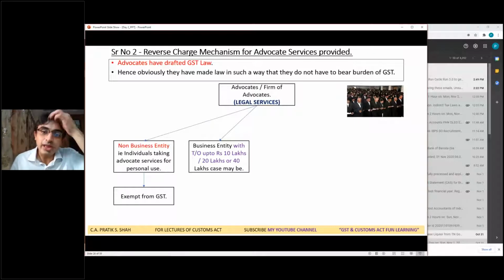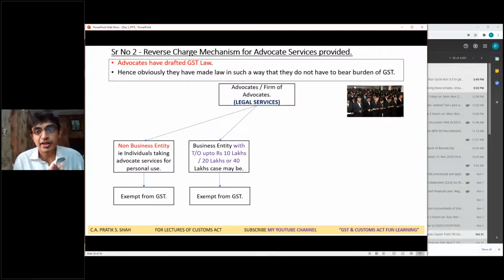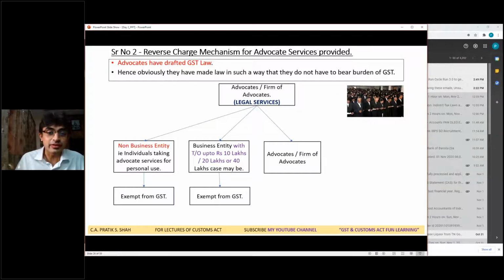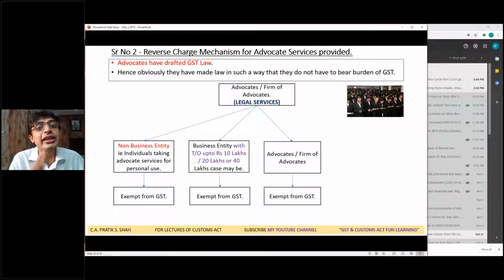Okay, I charge you 5,000. Again, whatever amount I recover from you is exempt. So I will not collect GST from you, nor will you pay GST. Again, it is exempt. Okay, third point. I am an advocate. You are an advocate. You require some consultancy from me. So one advocate is giving services to another advocate. I collected 5,000 from you. Again exempt. Okay, so far advocates don't have to pay anything.